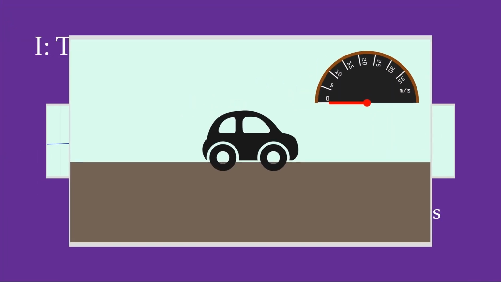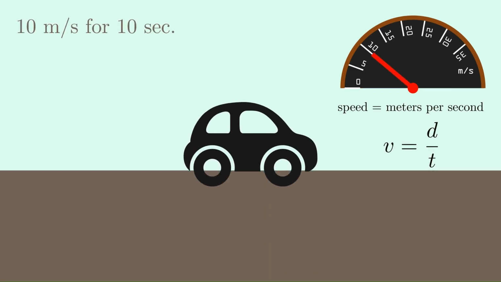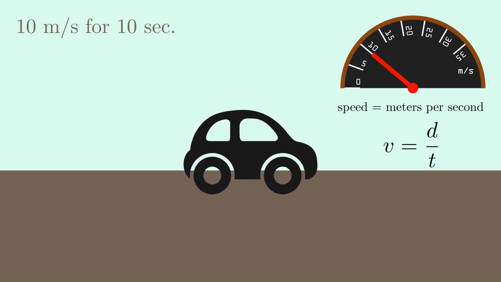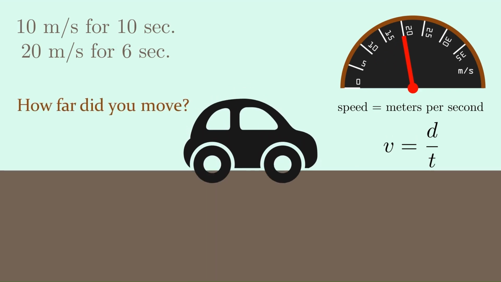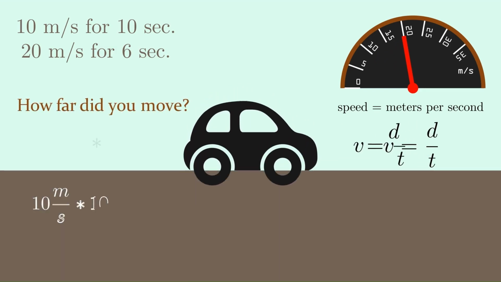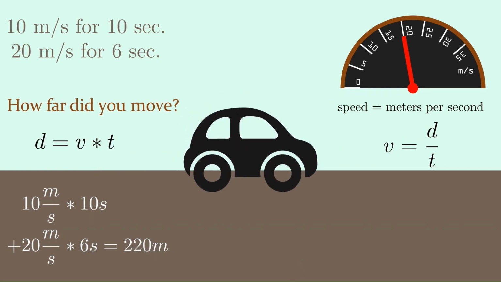Cool. Let's talk about something completely unrelated. Suppose you're driving a car. The car was built by a nerd, so the speedometer reads in meters per second. You cruise along at 10 meters per second for 10 seconds, then you slam the gas and kick it up to 20 meters per second for 6 seconds. How far did you move? Easy. 10 times 10 is 100, the seconds cancel, 20 times 6 is 120, so you went 220 meters.